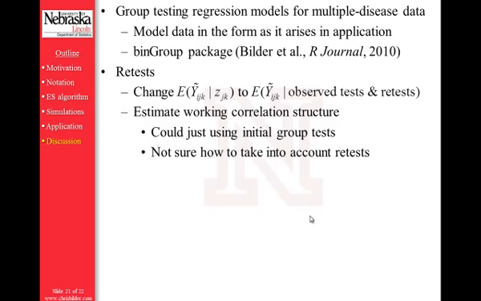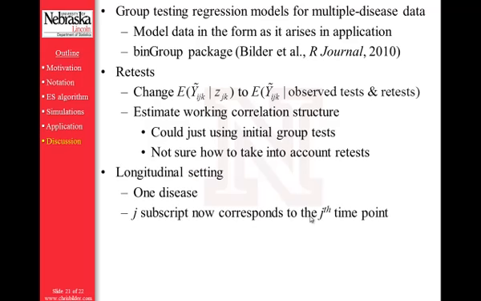There are sometimes closed form solutions, depending upon the group testing protocol. Other times, there are not closed form solutions, and you actually have to use simulation techniques to estimate these expected values. Second, we need to estimate this working correlation structure. You could still use just the initial group responses themselves to do it. But you would think that you would gain information from actually taking into account the retest. And how exactly to do that we haven't quite worked out yet, and that will be the subject of future research.